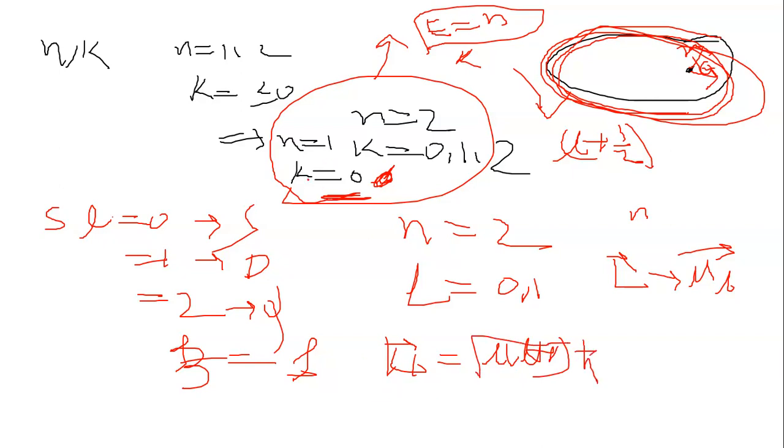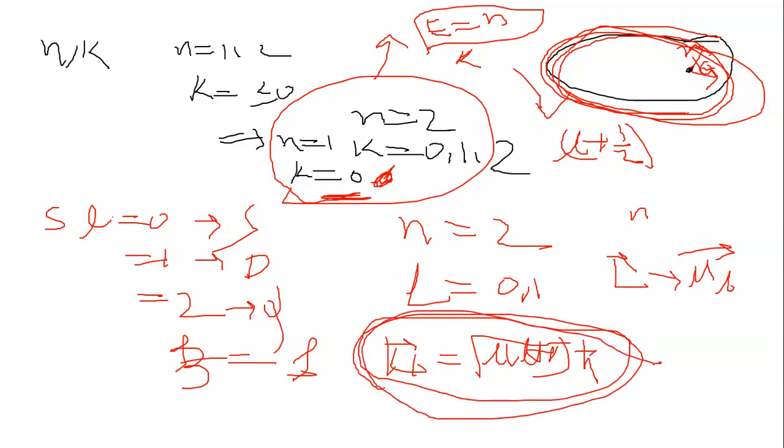K is dimensionless, but here L is orbital angular momentum. So K and L are different. Similarly, for S also spin.